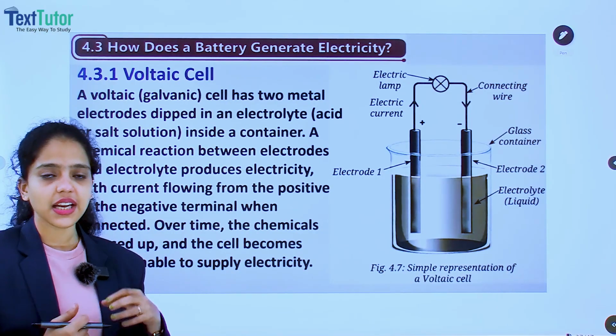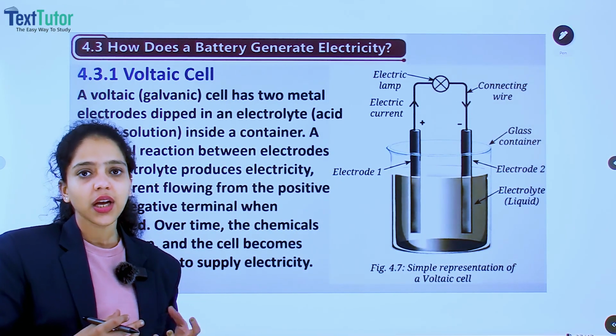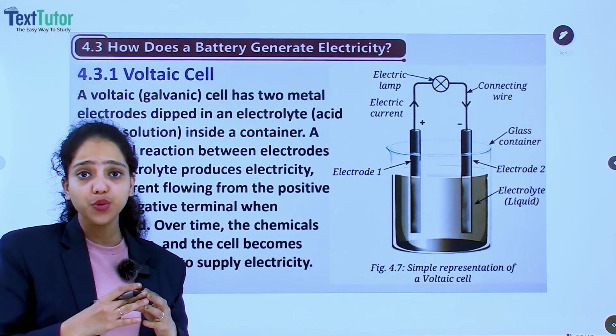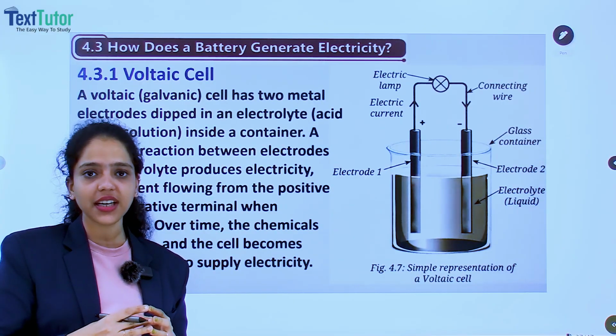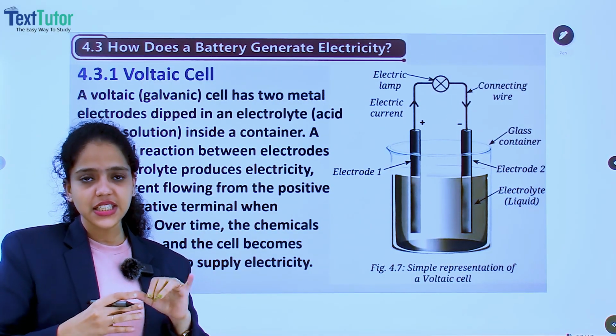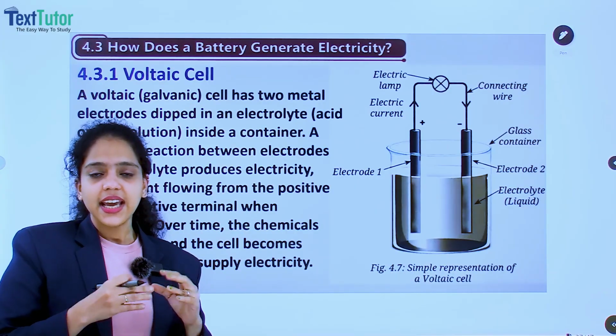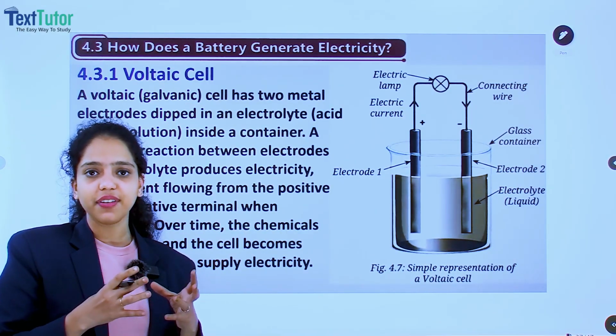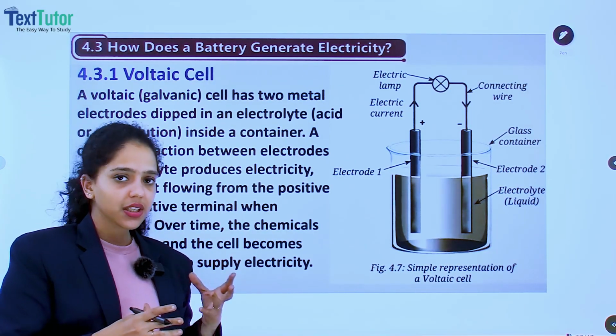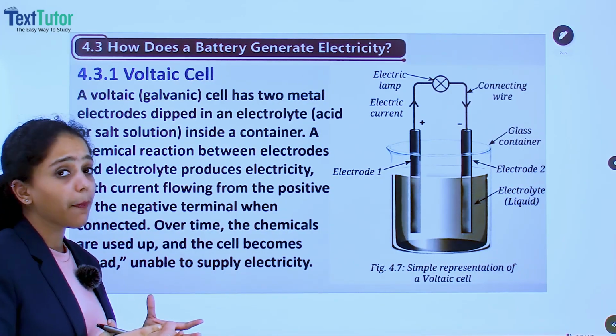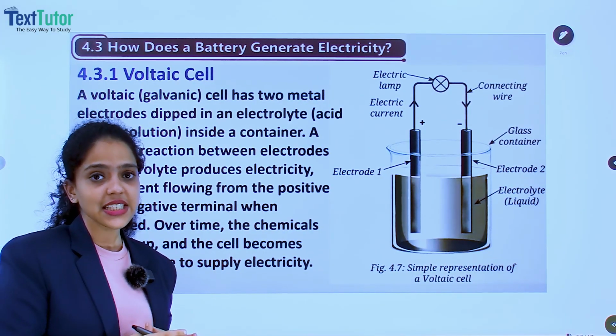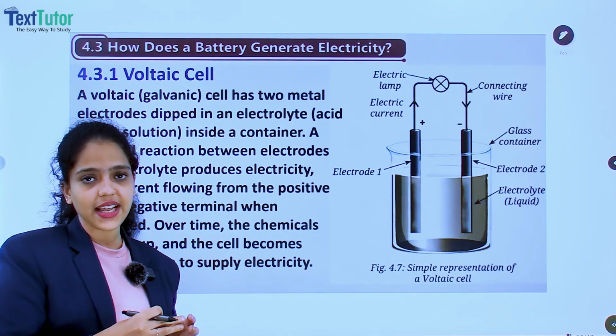Hello students, in our last class we discussed the household appliances which use the heating effect of electric current. There are appliances such as hair dryers, kettles, etc. that use the heating effect of electric current. So in this class we are going to discuss cells or batteries which use electrical energy.